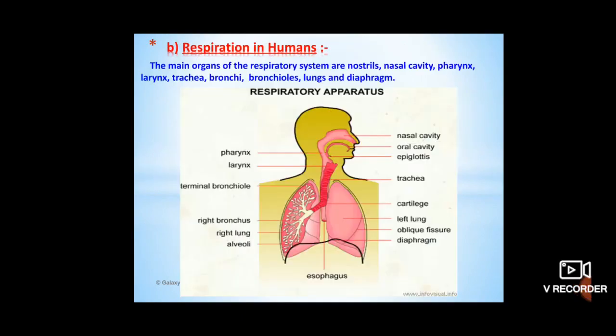Dear children, next we move on to the next concept, that is respiration in human beings. How does respiration take place in human beings?